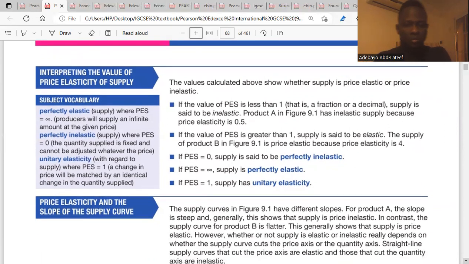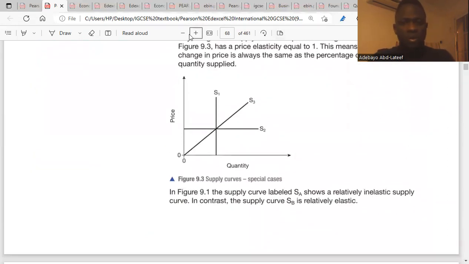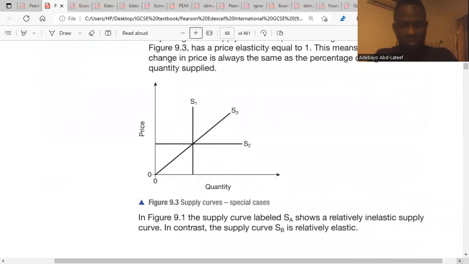So we go to price elasticity and the slope of the supply curve. What happens to the supply curve? Just scroll down. I'm just going to explain it. We have supply curves here: S1, S3, and S2. S1 means the supply curve is vertical. It is vertical if a change in price in the market would not lead to a change in the quantity supplied. So it is vertical because it is 0. PES is 0 when it is vertical.